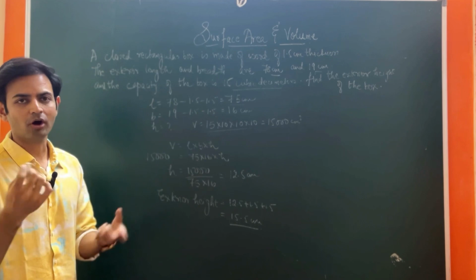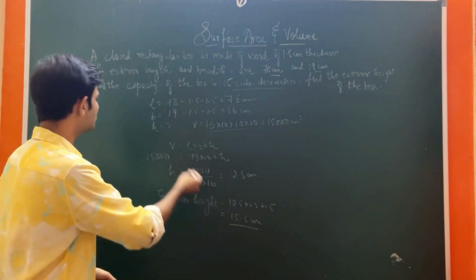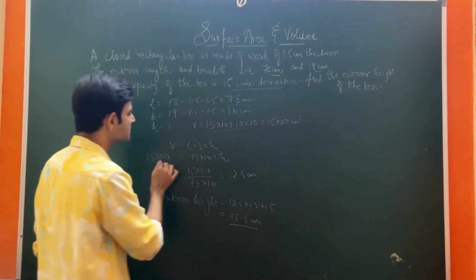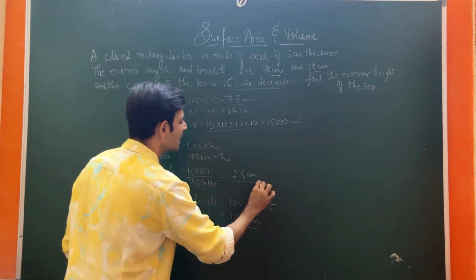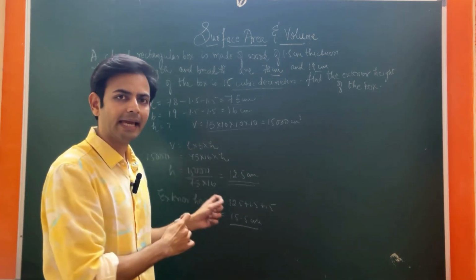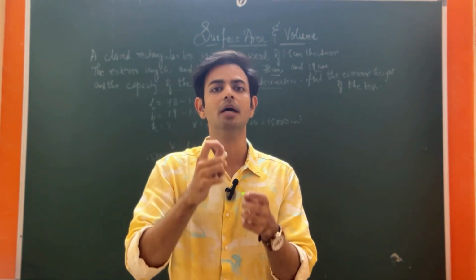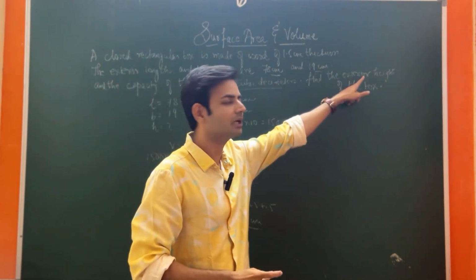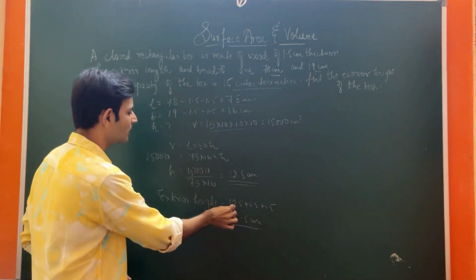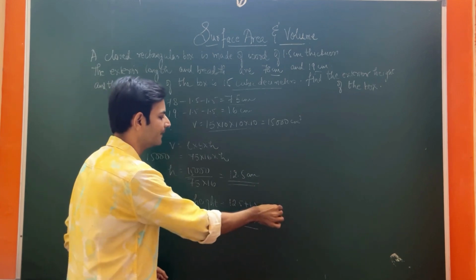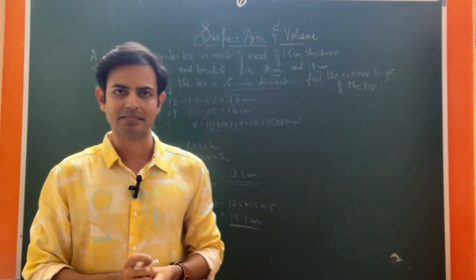And now we know that the formula of cuboid is volume is equal to L into B into H. So we just put the value of volume as 15,000, L as 75, B as 16, and that's how we find H as 12.5. Again, this H, 12.5, is the internal dimension. So to get the exterior height, we have to add 1.5 on both sides. So 12.5 plus 1.5 plus 1.5 gives us 15.5 centimeter.